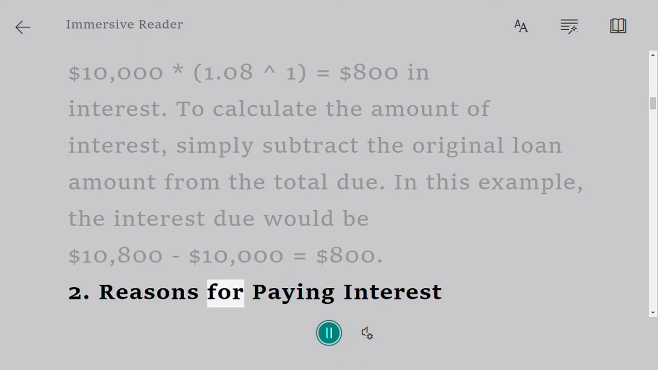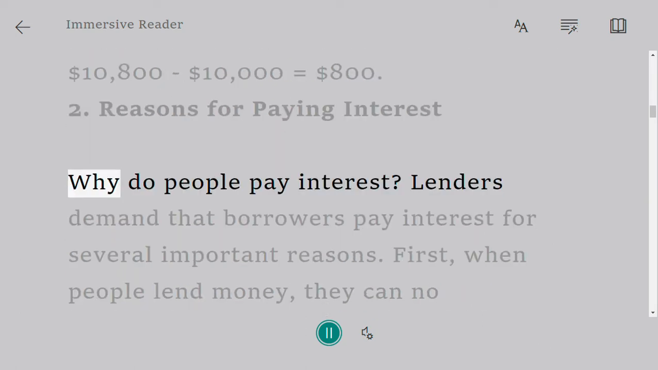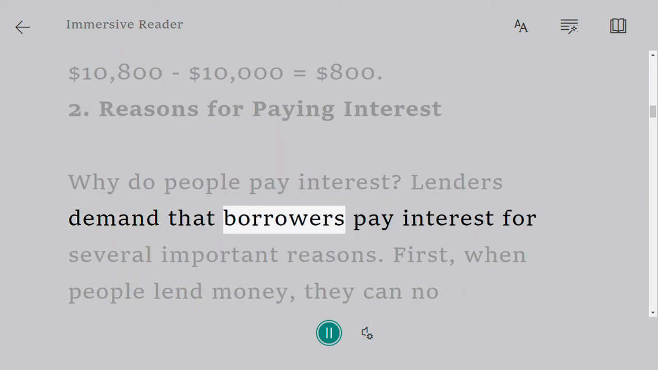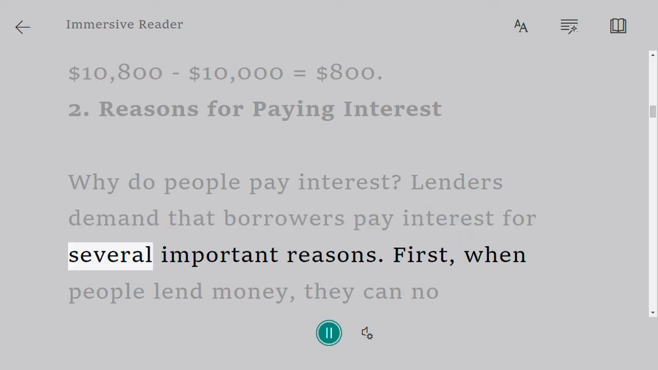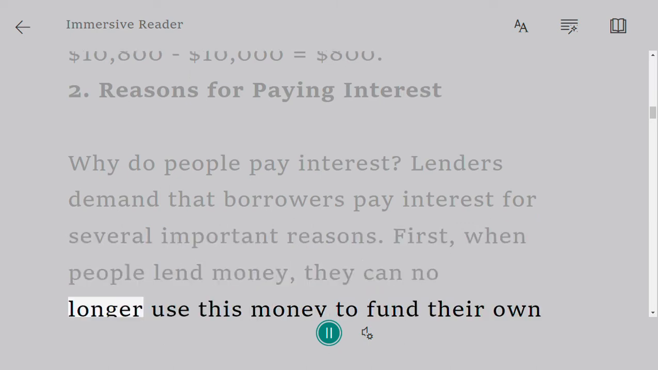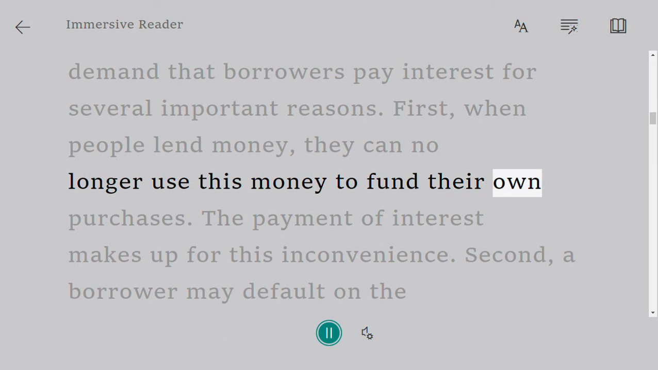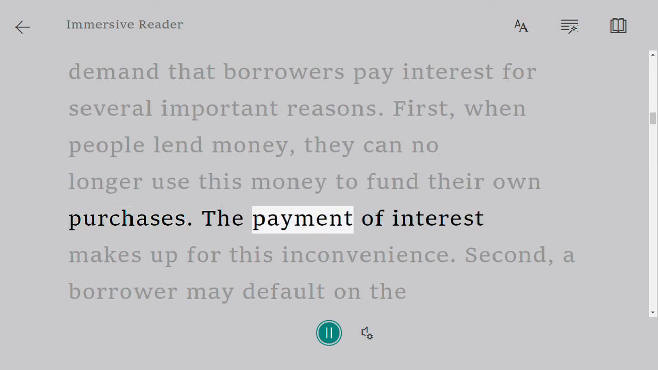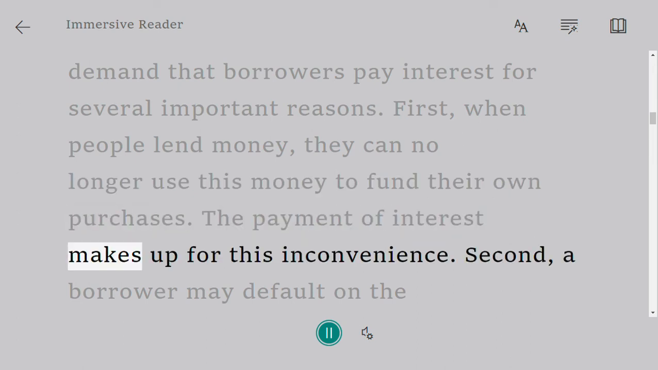2. Reasons for paying interest. Why do people pay interest? Lenders demand that borrowers pay interest for several important reasons. First, when people lend money, they can no longer use this money to fund their own purchases. The payment of interest makes up for this inconvenience.